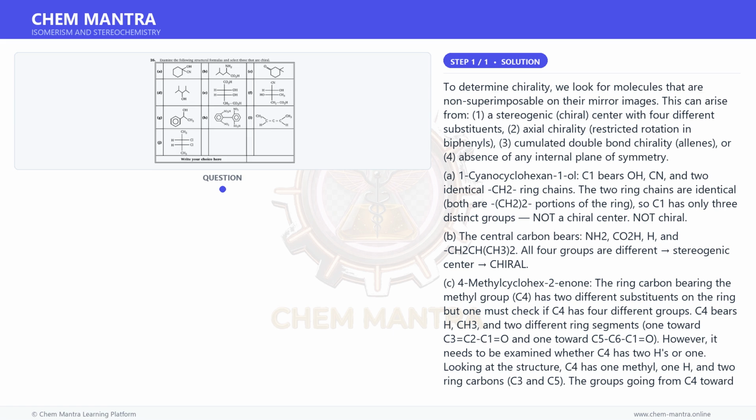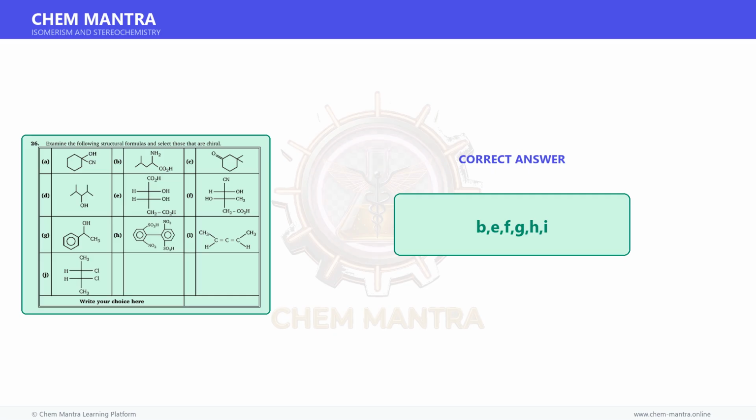Summary. B. Chiral center. E. 2 stereocenters, no meso. F. 2 stereocenters, no meso. G. Chiral center. H. Axial chirality, atropisomer. I. Axial chirality, allene. Therefore, the correct answer is B, E, F, G, H, I. The correct answer is shown on screen.